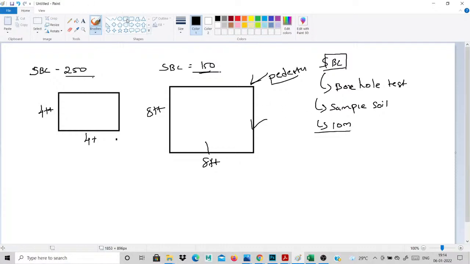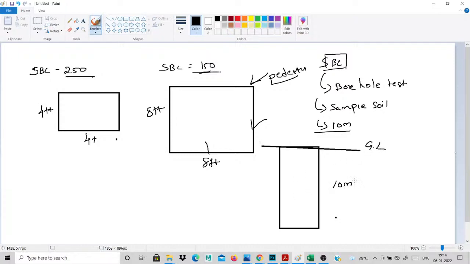For a simple example, I will draw one condition. Okay, this is my ground level. This is 10 meters below ground. This is above ground and this is below ground. I will draw this layer by layer. These are my different layers.